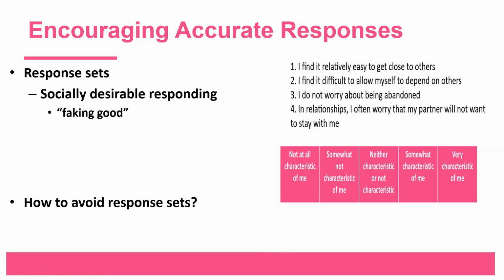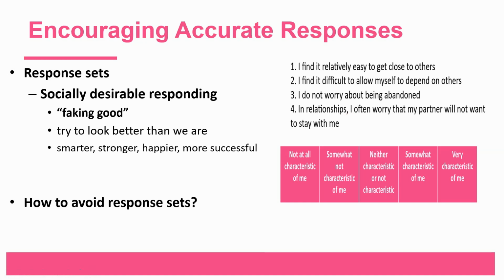So now this is a little more sophisticated response set than the yea saying. Now remember, with the yea saying acquiescence response, they're just agreeing to everything. Now here, they're actually reading through the questions, but they're answering in a way that makes them look most positive, most favorable. So they're trying to look better. We do it. We want to look better than we are. We want to look smarter, stronger, happier, more successful, more well-adjusted, having better attachment.